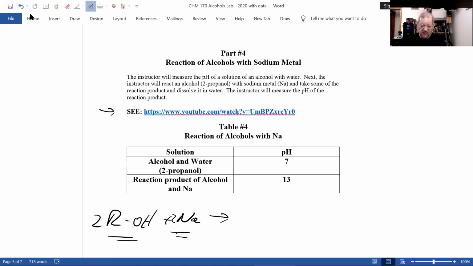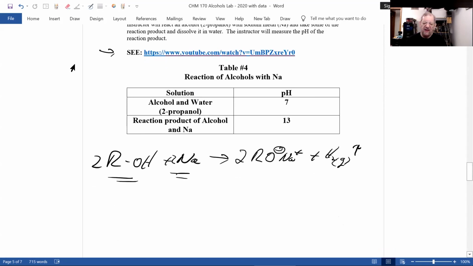And it forms what we call an alkoxide. You've seen that, plus hydrogen gas. The g tells you it's a gas. The arrow tells you it's given off as bubbles, and you make an alkoxide. Now, it turns out alkoxides are very strong bases. Hang in there, I'm almost done.